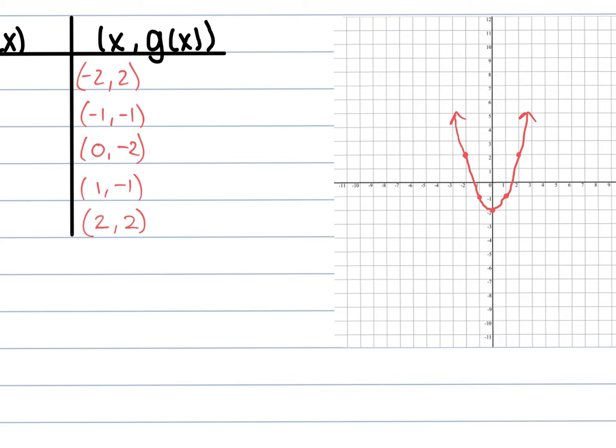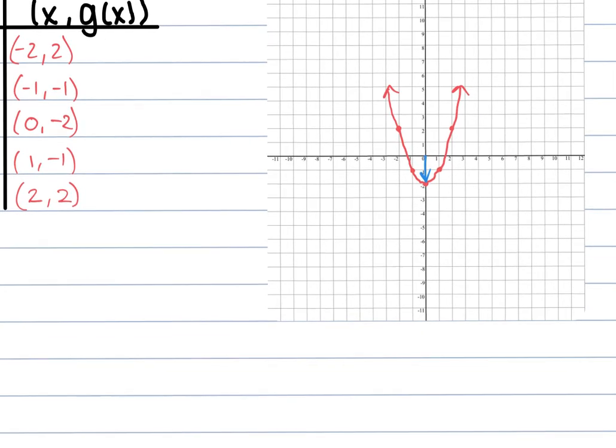All right, somebody tell me what is the only thing that changed from our parent parabola? Everything went down by 2. It just went down 2 units, okay? We shifted it down 2 units. What is my new vertex here? Brandon? 0, comma, negative 2.